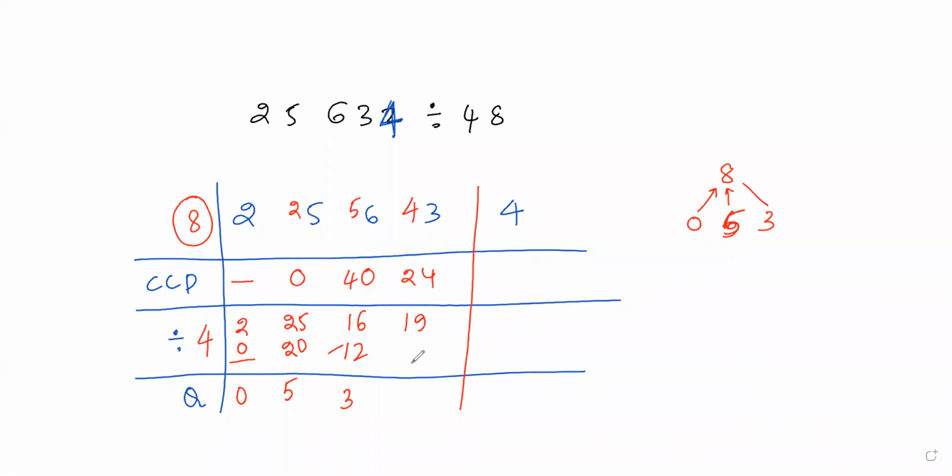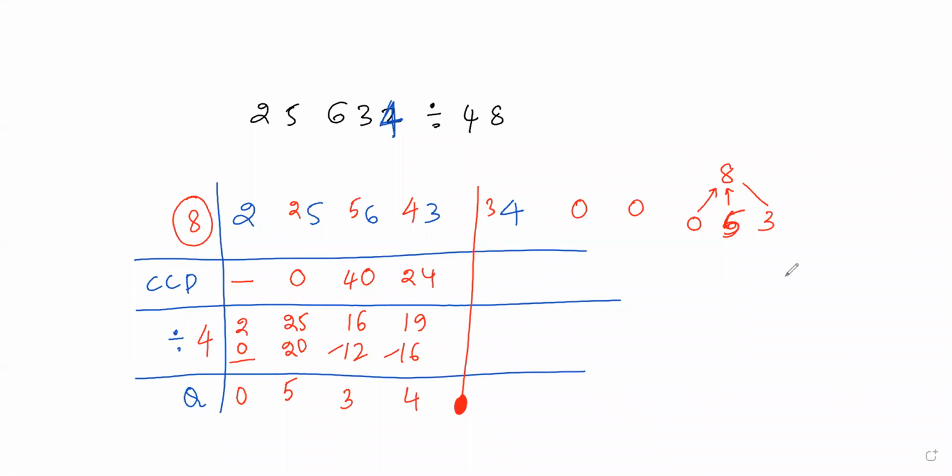Okay, so now see, 19, how many times you can take. If you cannot take 5 times, so you can take 4 times. So 16 subtracting, 3 will be the remainder. So this line indicates the decimal point. When you are putting the decimals, you can place zeros also. That is the important point here.